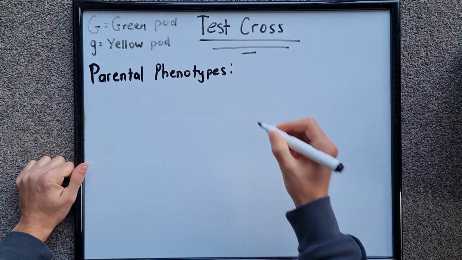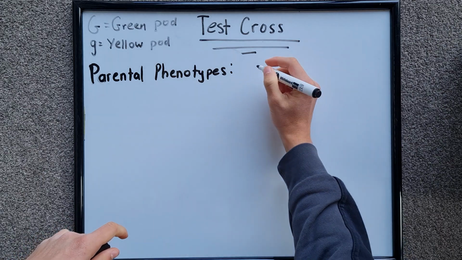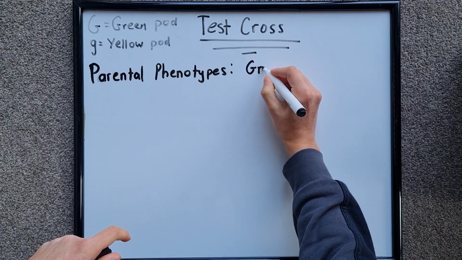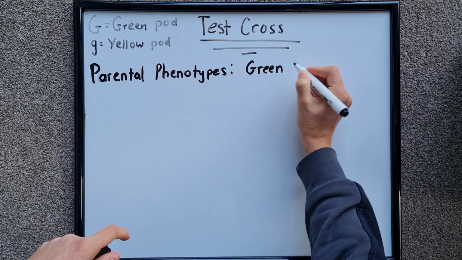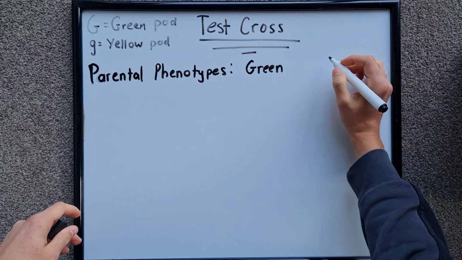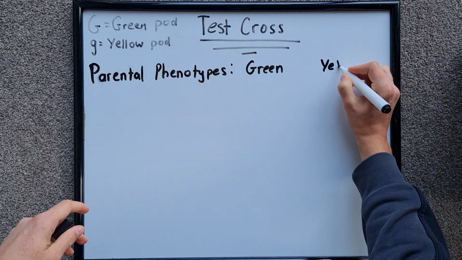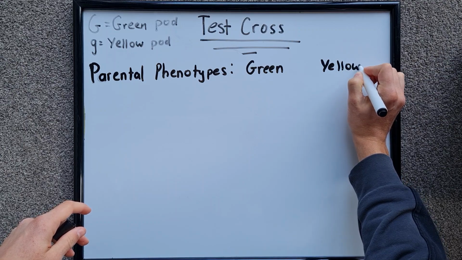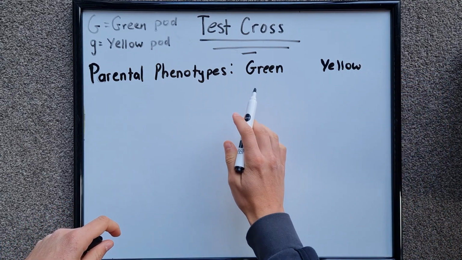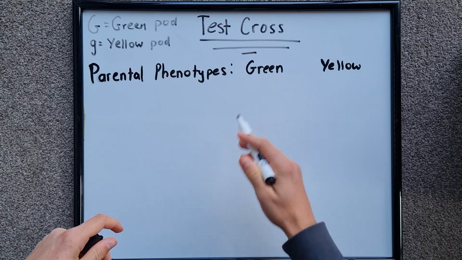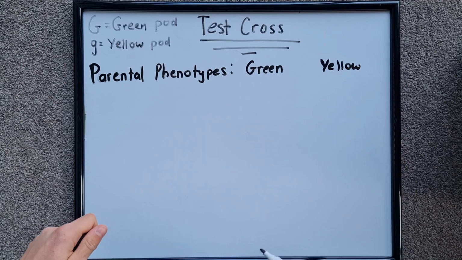Now in this test cross, we're going to cross a green pea with a yellow pea. Okay, now remember, phenotype refers to the physical makeup. So these peas are going to be, one will be green, that's its phenotype, and the other one is yellow.